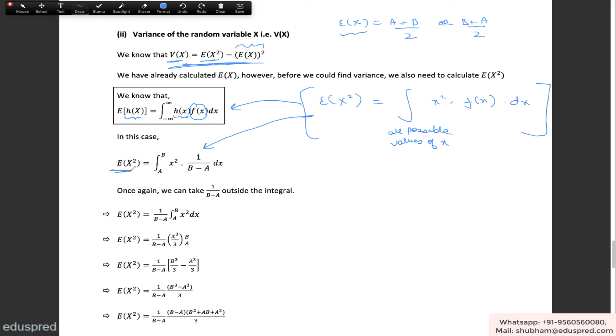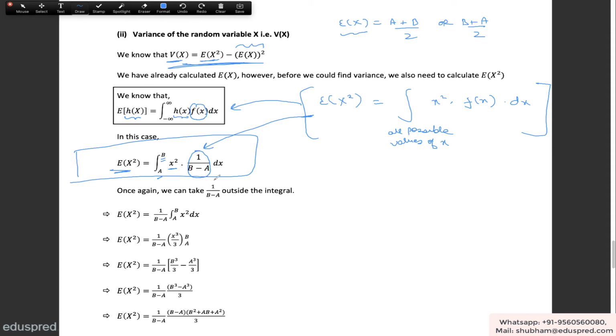So the expected value of x square: over here we have x square multiplied by f of x. f of x is 1 divided by b minus a, and the integration is happening over all the possible values of x, and the possible values of x are ranging from a to b. So we have a to b over here. Okay, so now we just have to solve this.